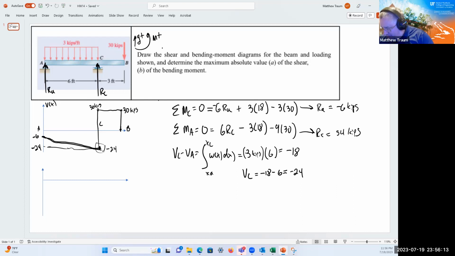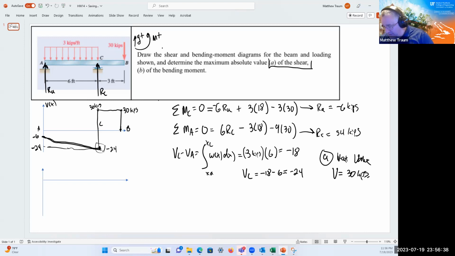First thing I'm going to do, since I've got this, is I'm going to say, what's the maximum absolute value of the shear diagram? Well, I've got 2 candidate points. It's either 30 or 24. 30 is bigger than 24. So for part A, I'm going to say that the max value V is equal to 30 kips. We got that sorted out.